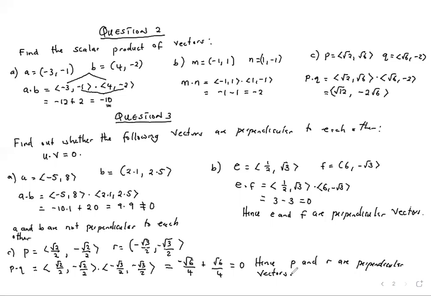Any questions this far? So when you see this word here, always know that we're talking about u dot v is equal to 0.